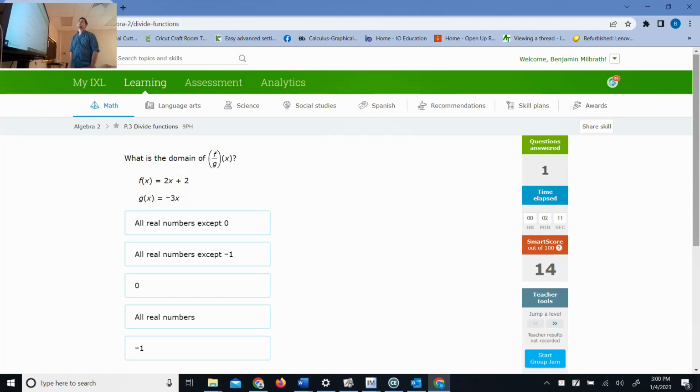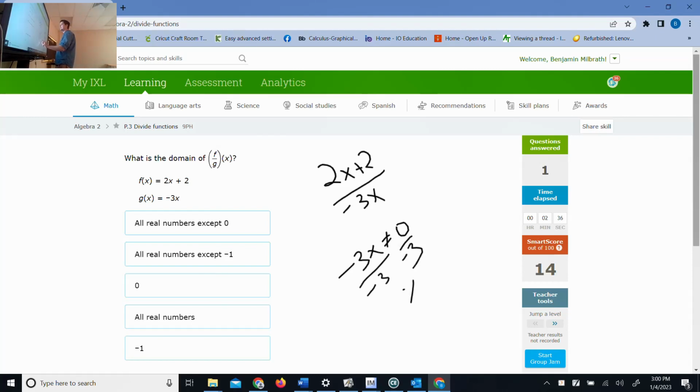All right, what is the domain of f over g again? 2x plus 2 over negative 3x. And the deal here is that negative 3x cannot ever be 0. I've done this for so many years. There's a lot of kids who will say weird things here, and thankfully IXL didn't say something like negative 3 is an answer. But if you divide by a negative 3, then x obviously cannot be 0. So x is everything but 0, all numbers except 0.